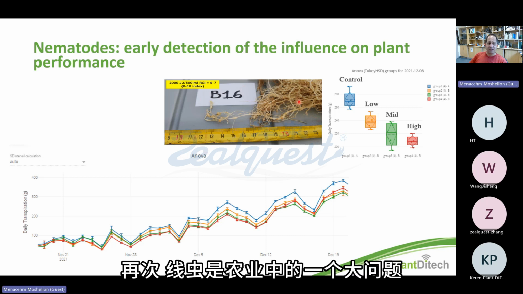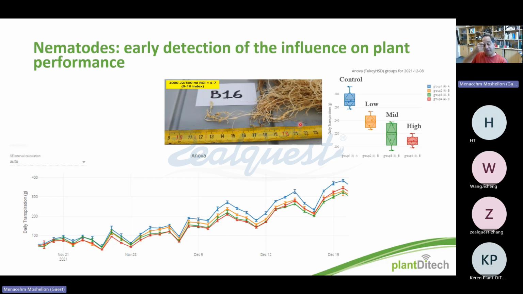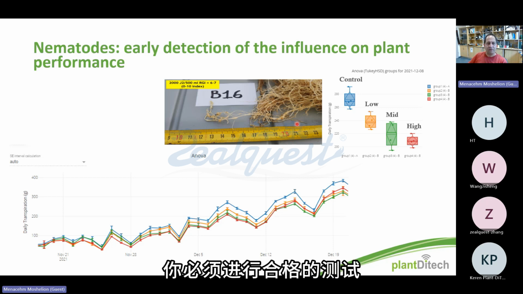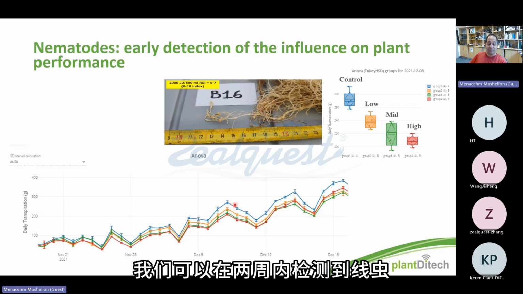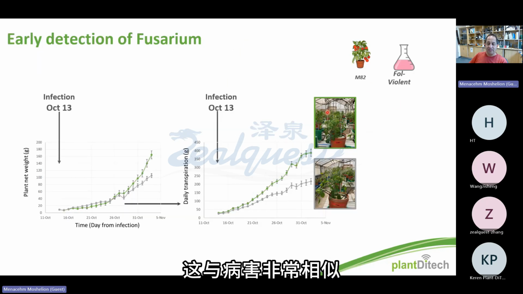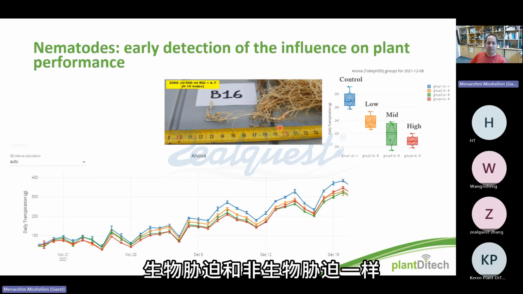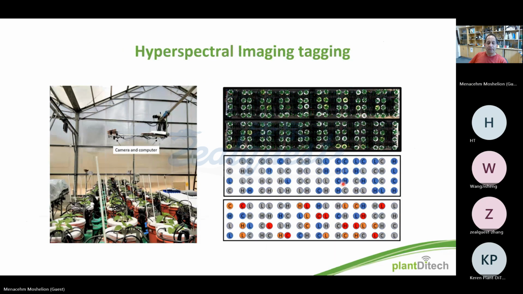nematode. Again, nematode is a big problem in agriculture, and if you want to develop some pesticide, again, for nematode, you have to have a good testing, and you don't want to take out your roots. Here we show that using our system, we can detect nematodes in 2 weeks, very similar to the diseases. So biotic stress could be very, very easily detected by our system, as well as abiotic stress.